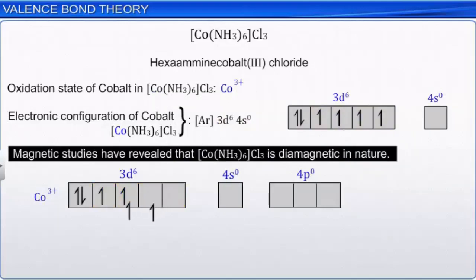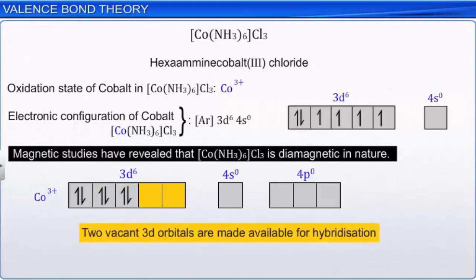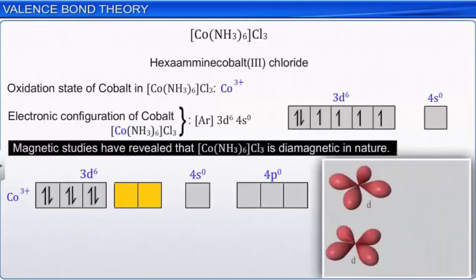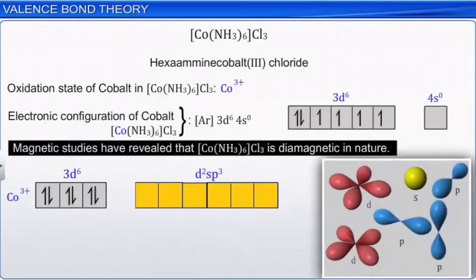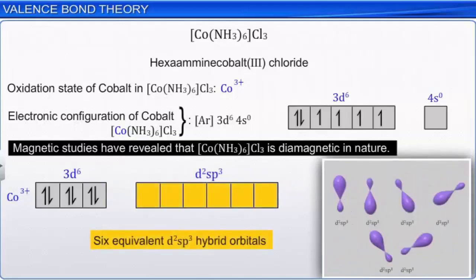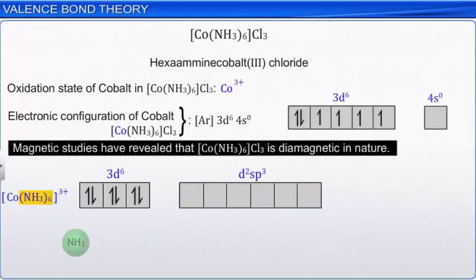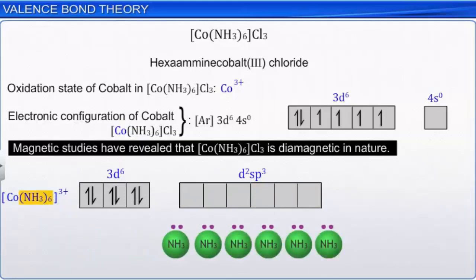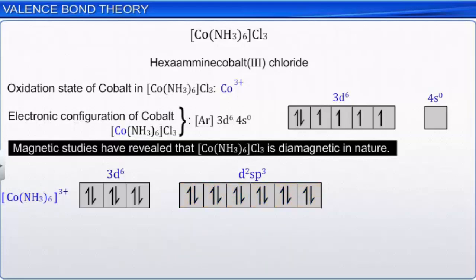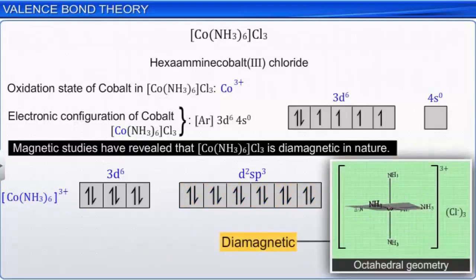See, the 3d orbital, the last 2 vacant orbitals, and the 4s orbital: there is one 4s orbital and there are 3 4p orbitals. So 2 3d orbitals, 1 4s orbital, and 3 4p orbitals undergo hybridization, and this hybridization is d2sp3 hybridization, and we get 6 equivalent d2sp3 hybridized orbitals. Now the 6 d2sp3 hybridized orbitals accommodate 6 lone pairs of electrons, which are contributed by 6 ammonia molecules, and form a coordination complex like this.